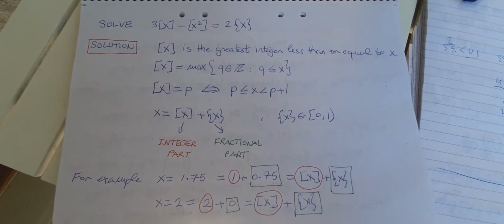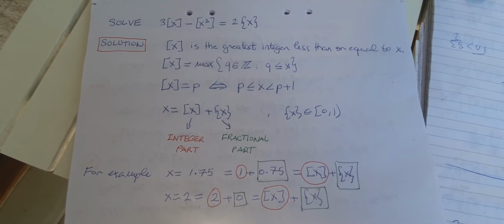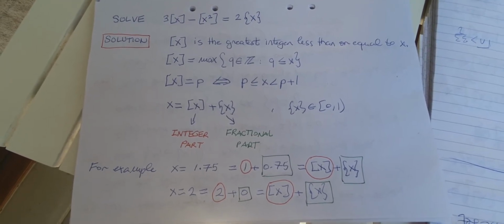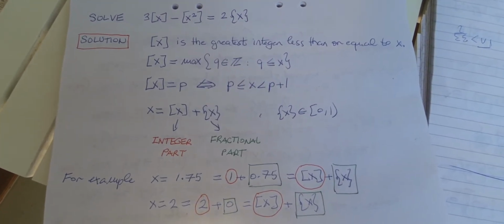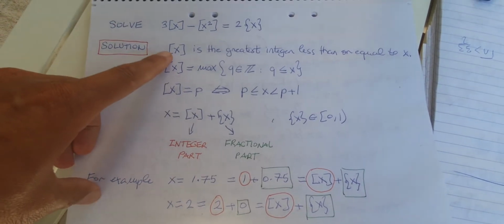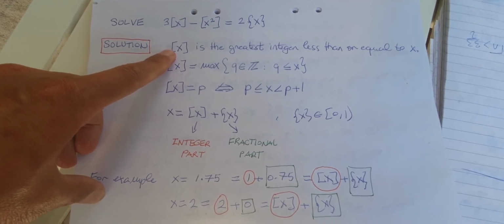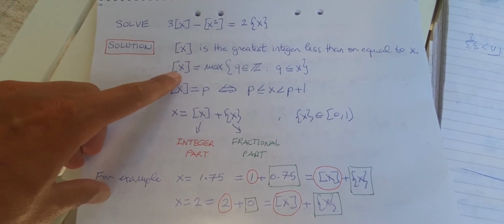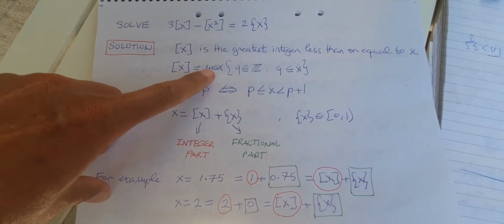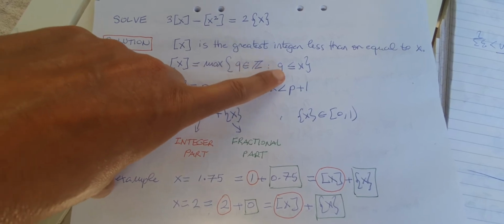So we are going to solve another equation involving both the integer part and the fractional part. And as usual, as a reminder, the integer part of x is the greatest integer less than or equal to x, or we can write it in this way: the max of all integers less than or equal to x.